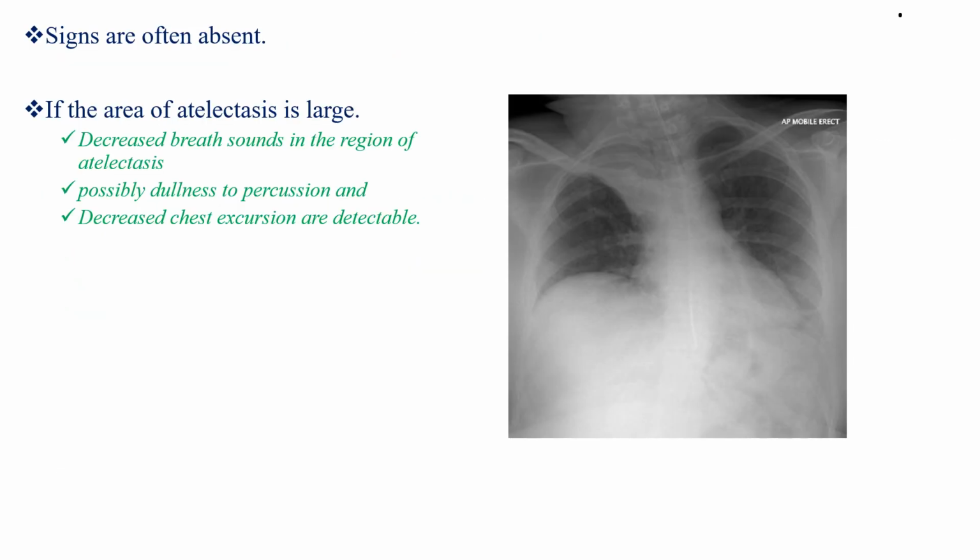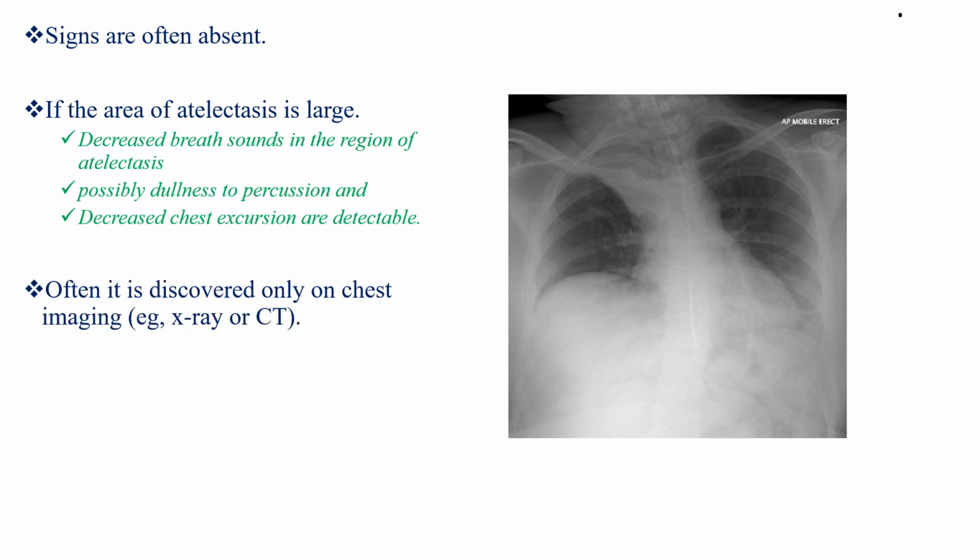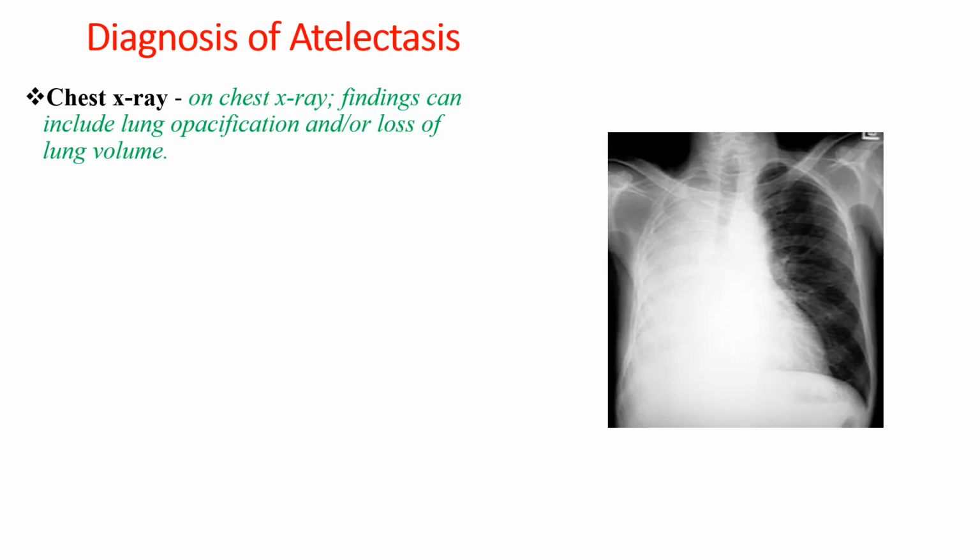Signs are often absent. If the area of atelectasis is large, decreased breath sounds in the region of atelectasis, possible dullness to percussion, and decreased chest excursion are detectable. Often, it is discovered only on chest imaging. When we look at the diagnosis of atelectasis, chest X-ray is the most important thing to do. On chest X-ray, findings can include lung opacification and the loss of lung volume.